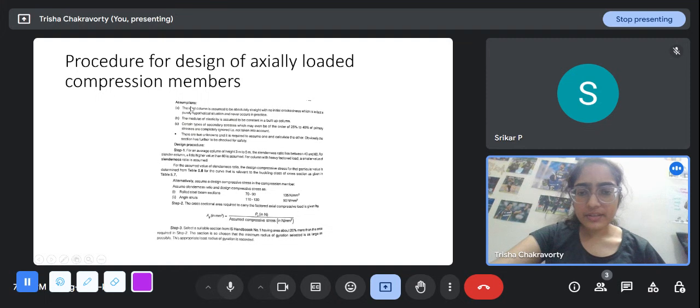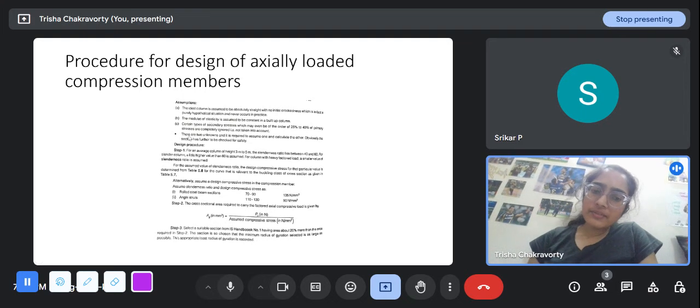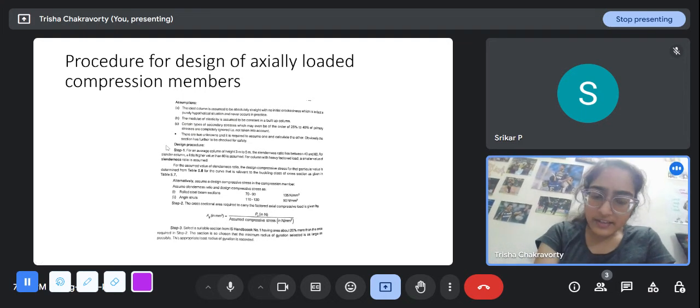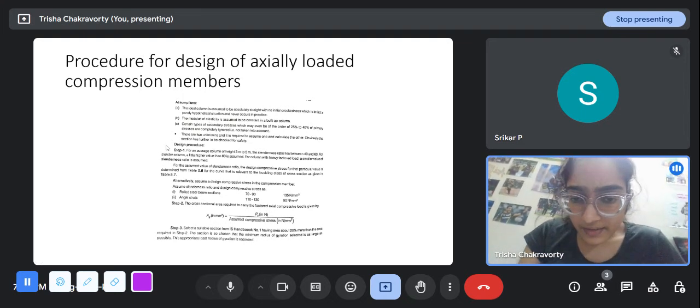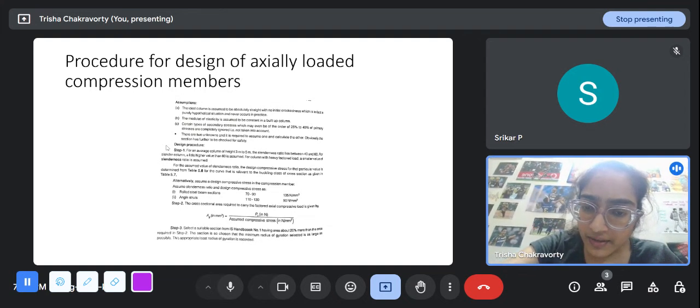There are some assumptions. The ideal column is assumed to be absolutely straight with no initial crookedness, which is in fact a purely hypothetical situation and never occurs in practice. The modulus of elasticity is assumed to be constant in a built-up column. Certain types of secondary stresses, which may be of the order of 25 to 40% of primary stresses, are completely ignored. There are two unknowns, and it is required to assume one and calculate the other.